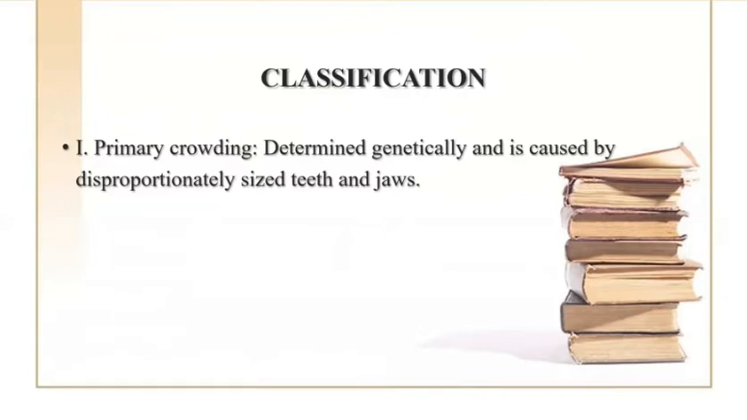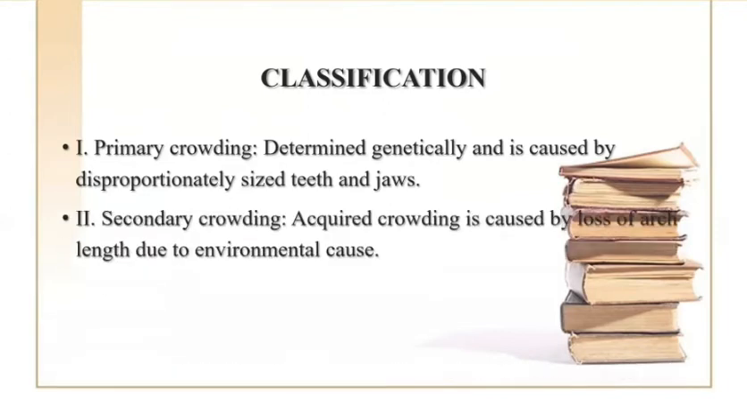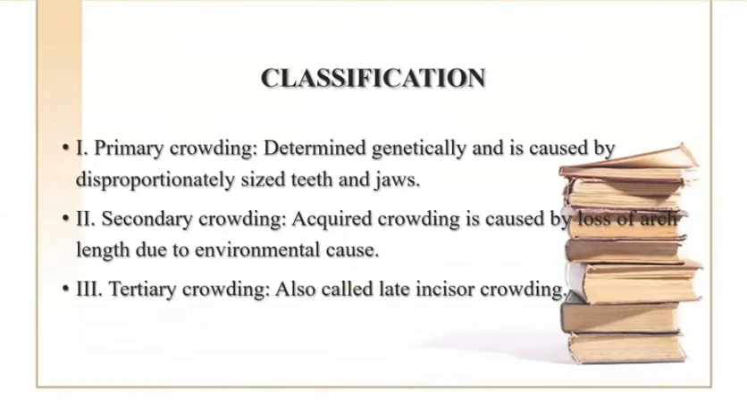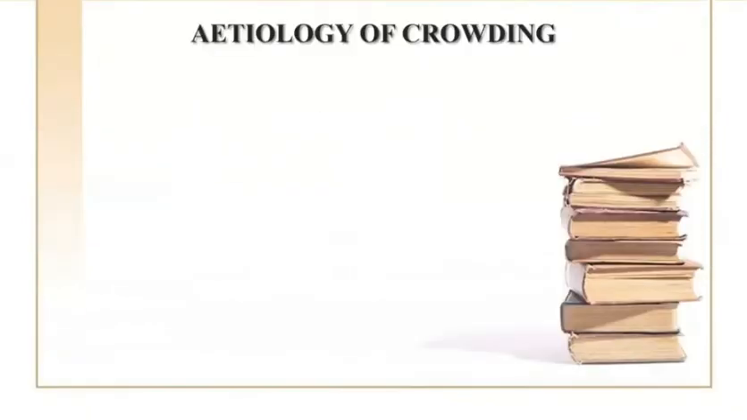Primary crowding is determined genetically and is caused by disproportionately sized teeth and jaw. Secondary crowding is acquired crowding which is caused by loss of arch length due to environmental cause. Tertiary crowding is also known as late incisor crowding. Coming to the etiology, it can be due to hereditary and environmental causes.